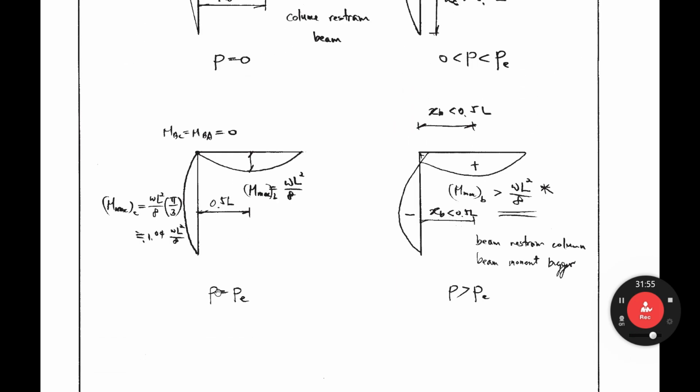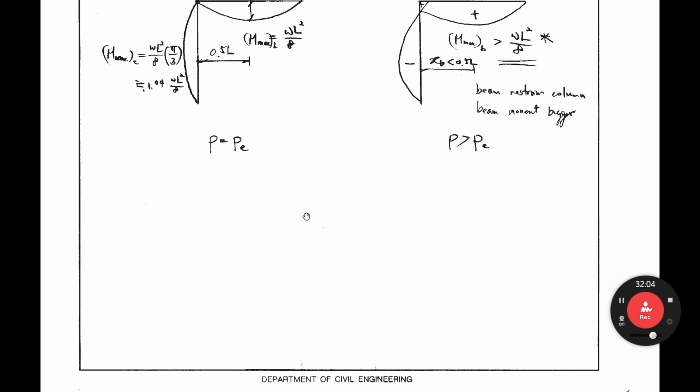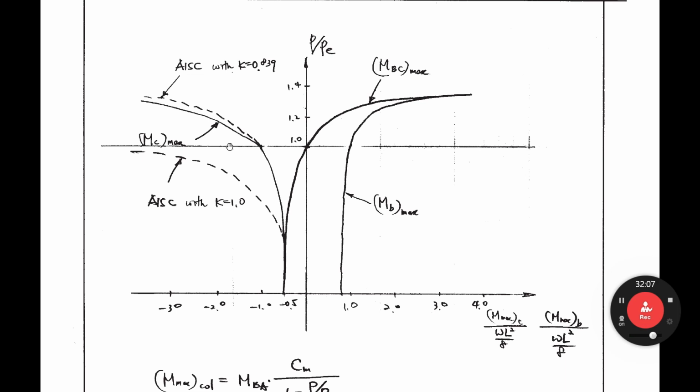Let's look at this one. P equals PE. That means the maximum moment of the beam is omega L square over 8. P over PE is 1.0 at this point. The beam maximum moment is what? It is 1. 1 means this value is 1. So the maximum moment is omega L square over 8. You can see the curve goes this way.